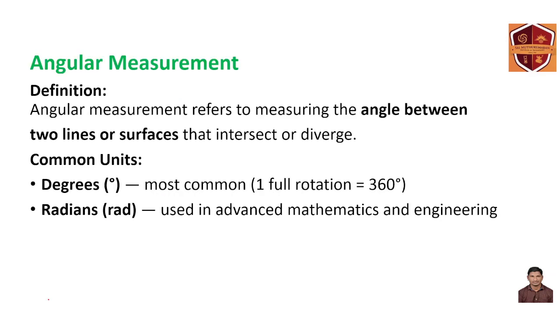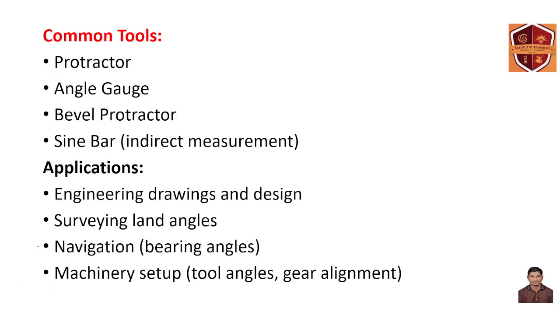Second one, angular measurements. Angular measurements refers to measuring the angle between two lines or surfaces that intersect each other. Its common unit is degree or radian. The common tools used in angular measurement: first one protractor, second one angle gauge, third one bevel protractor, fourth one sine bar. By using these tools, we can accurately measure angular dimensions.